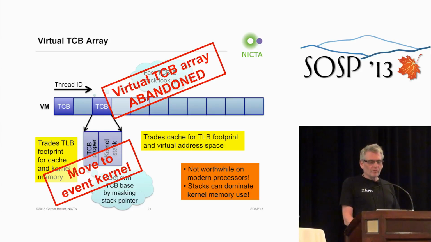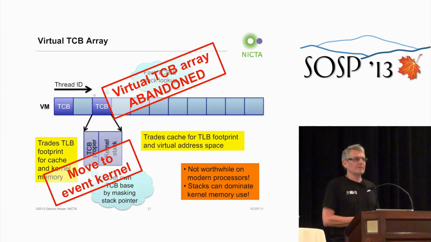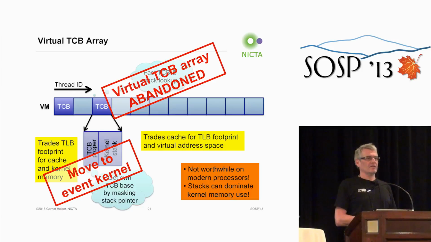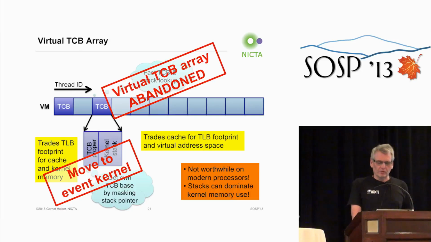So we also did studies that investigated the performance trade-offs, and we found that these days actually it either doesn't matter or the original design is actually a disadvantage. So we got rid of that. We abandoned the virtually mapped TCBs and moved to an event kernel with a single kernel stack.